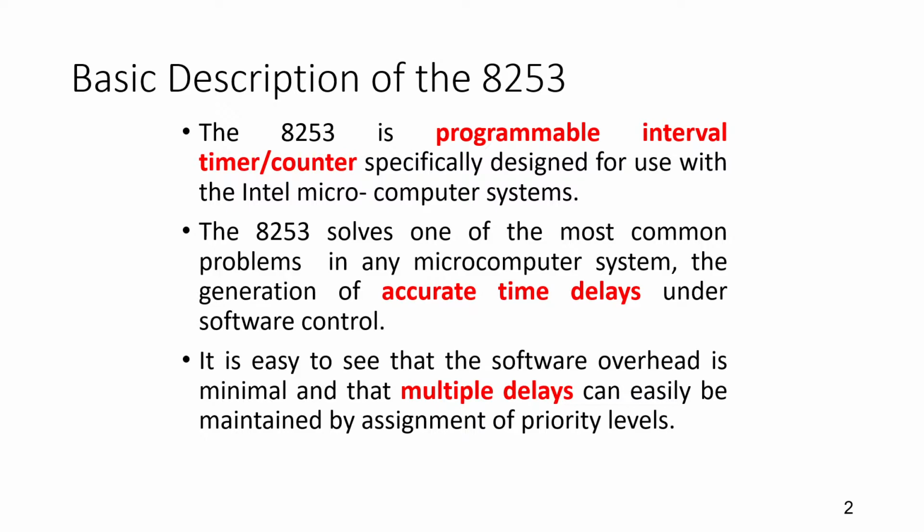The main purpose of a counter or timer is to produce accurate time delays. Many microcomputer systems have a problem in producing accurate time delays. This 8253 solves that problem of generating accurate time delays under software control. Also, software overhead is minimal here, and multiple delays can easily be maintained by assignment of priority levels.